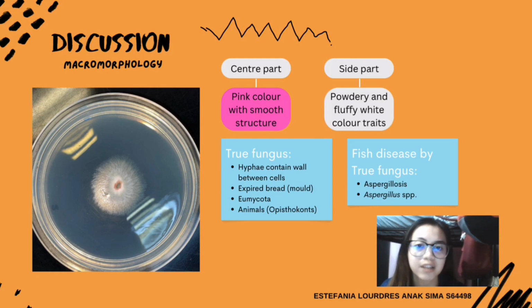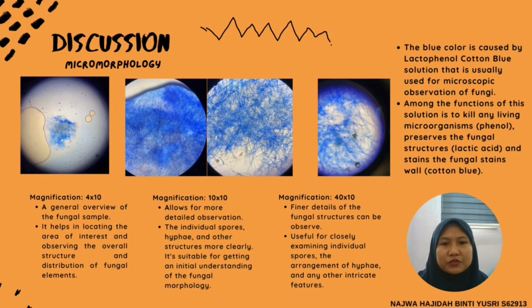True fungi are related more to animals and originated from opisthokonts, meanwhile false fungi are related to plants and originated from stramenopiles. An example of fish disease caused by true fungus is aspergillosis, which is under the phylum Ascomycota and caused by Aspergillus spp. We're moving to micromorphology structure.